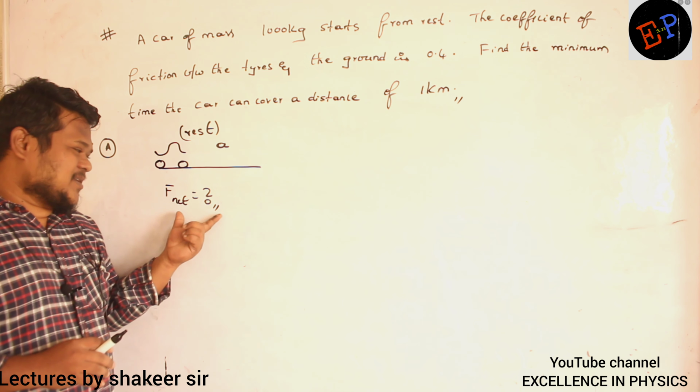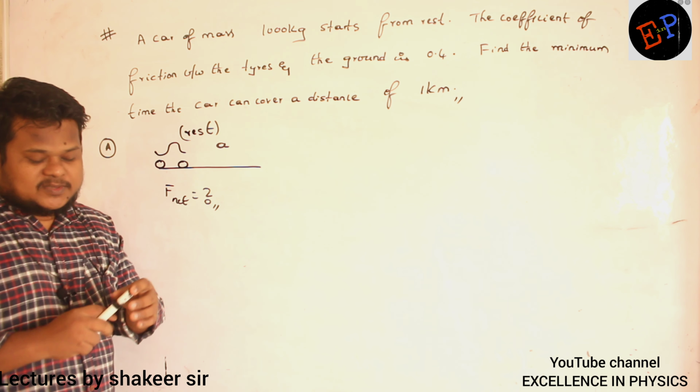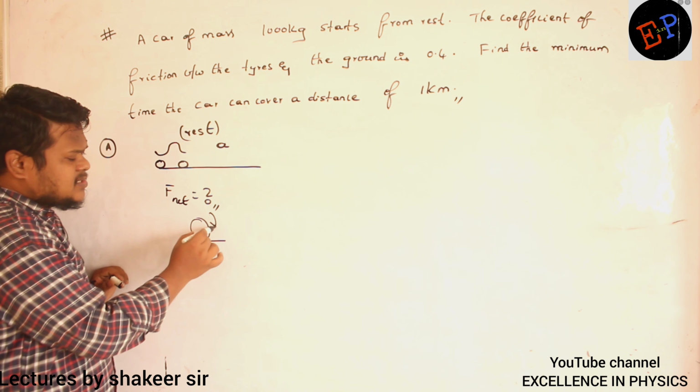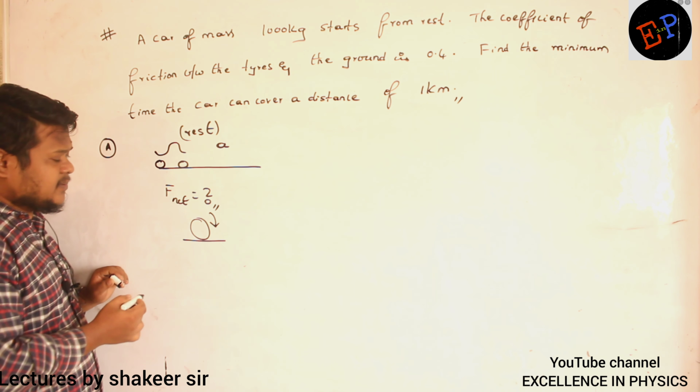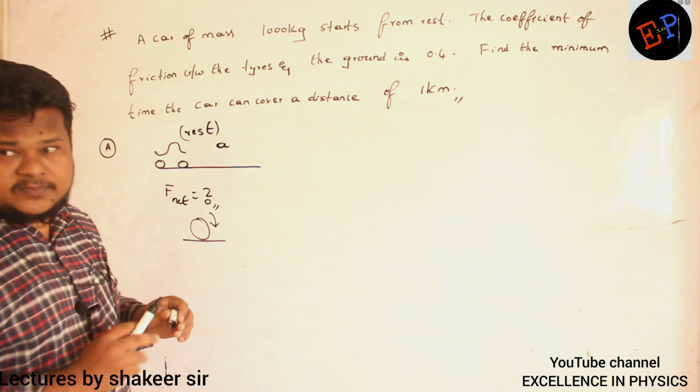Okay. So can you say how this friction is responsible for accelerating the car? Here there is no concept of inclined plane. It is moving on a horizontal ground. When you press the accelerator, tires will start rotating. So if this is the tire and this is the ground, when the tire starts rotating, the tire will try to push the ground backwards. That's what happens.